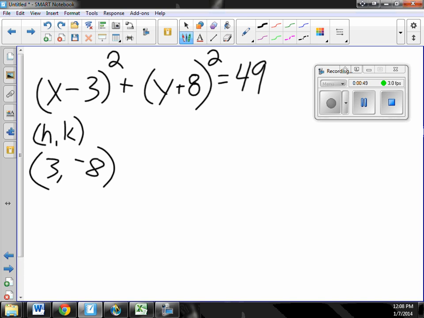And remember that the numbers inside the equation are the opposites of the h and k values that represent the center. So we have x minus 3, which translates into h equals 3, and we have y plus 8, which translates into k equals -8. So the center is opposite the numbers in the equation. Okay? And then what about the radius?